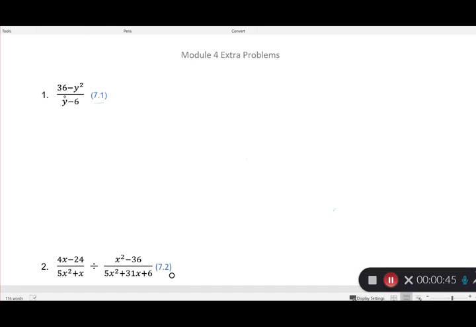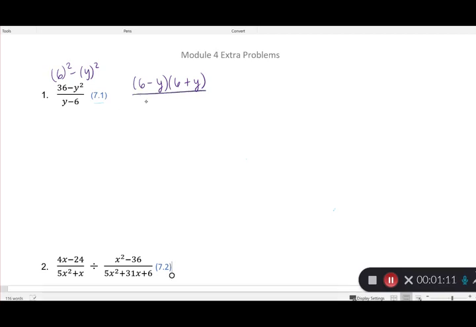The numerator, though, hopefully looks a little familiar to you and looks like a difference of squares, because it is a difference of squares. It is 6 squared minus y squared, right? And so if we break that up, remember, a difference of squares has 6 minus y and 6 plus y. And what this does is it makes our middle term cancel out, which is what we're looking for. The denominator has not changed, y minus 6.